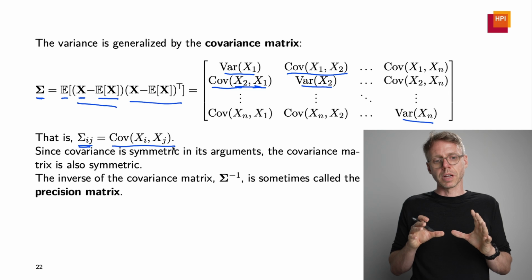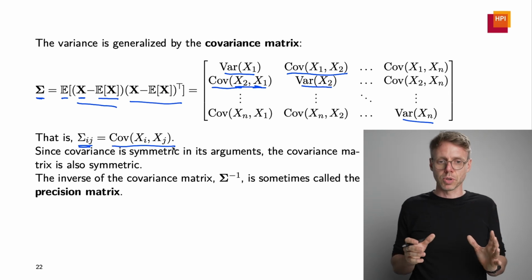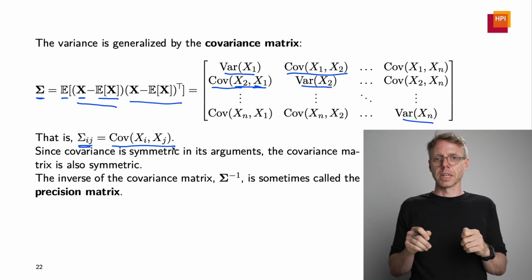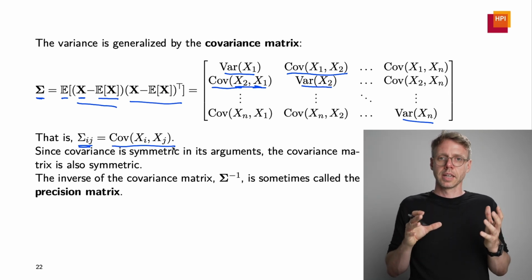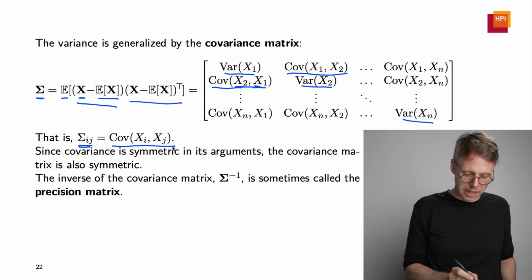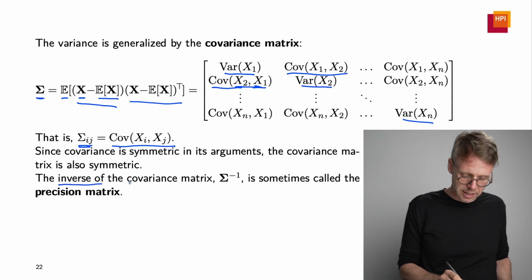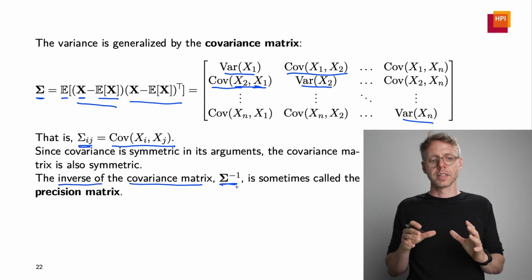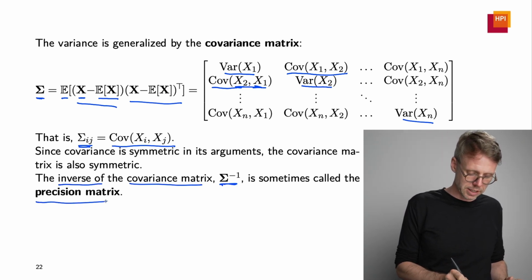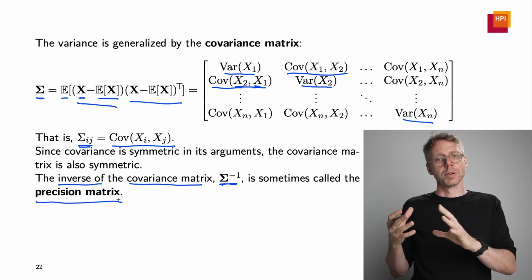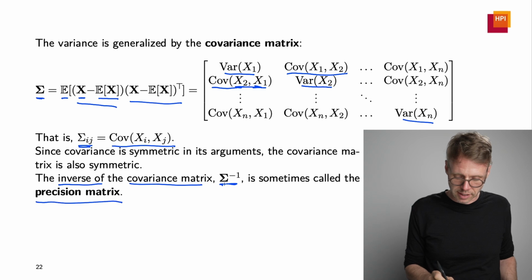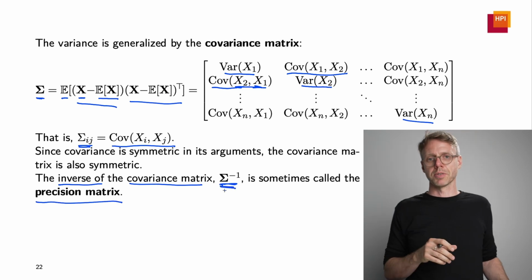Very often, when we are dealing with multivariate distributions and covariance matrices, we see the inverse of the covariance matrix. We will see that, for example, when we look at the density of the multivariate normal distribution. Now, the inverse of the covariance matrix, sigma inverse, is often called the precision matrix. So if you read somewhere in a paper the word precision matrix, this is nothing special. It's just the inverse of the covariance matrix.